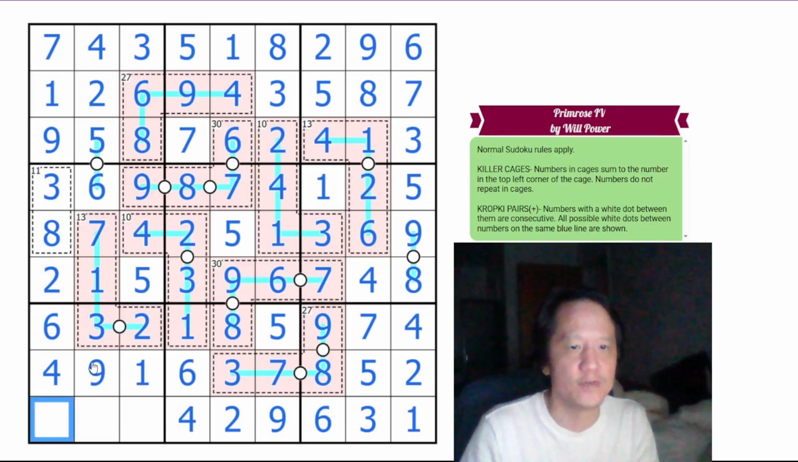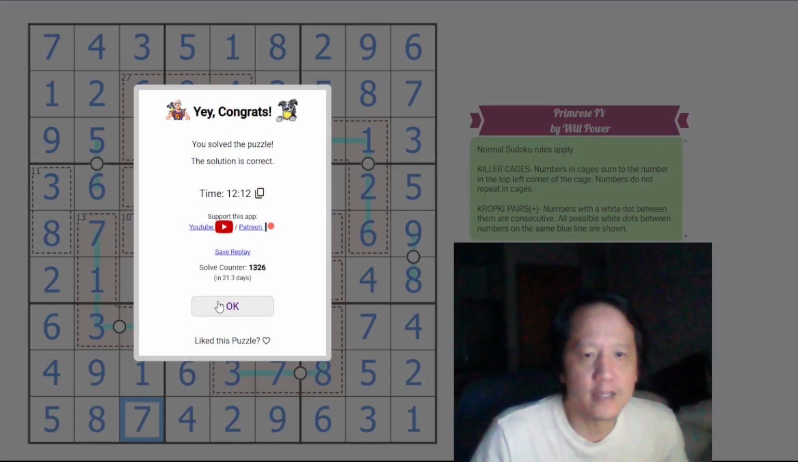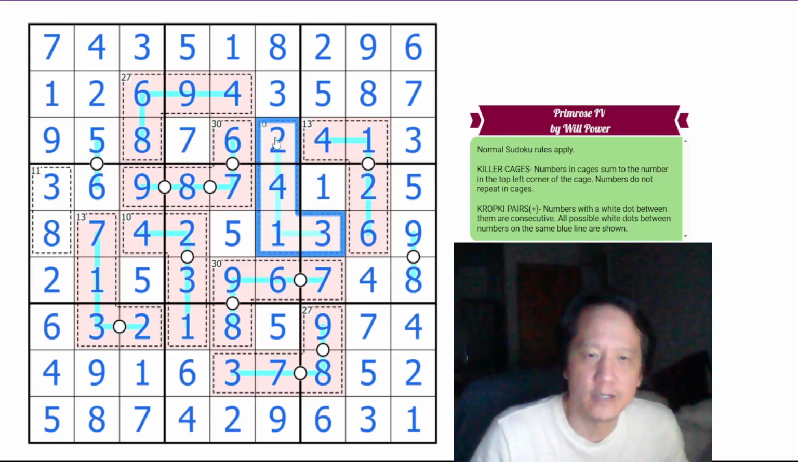And we should be able to fill out the rest. This is 5, this is 8, and this is a 7. And that's how you solve it. Pretty straightforward, actually.